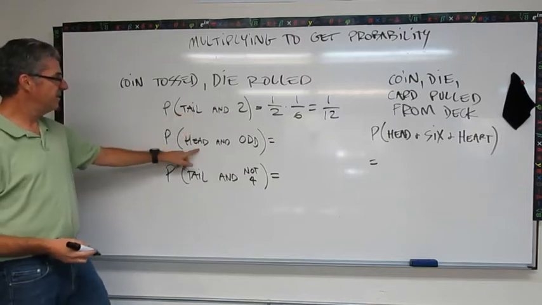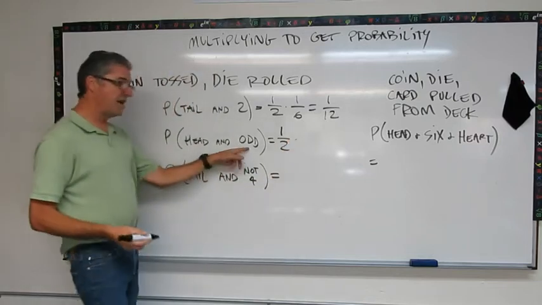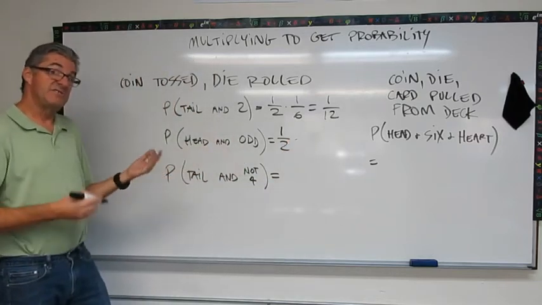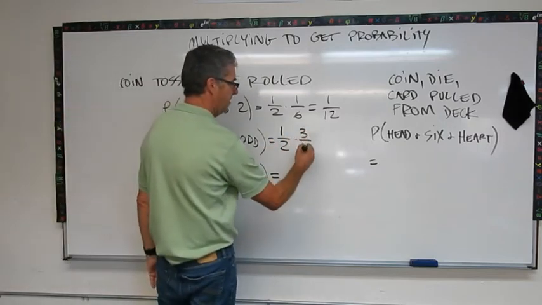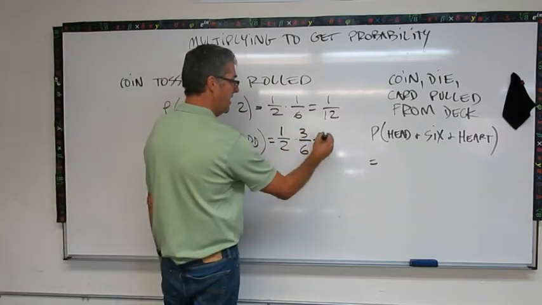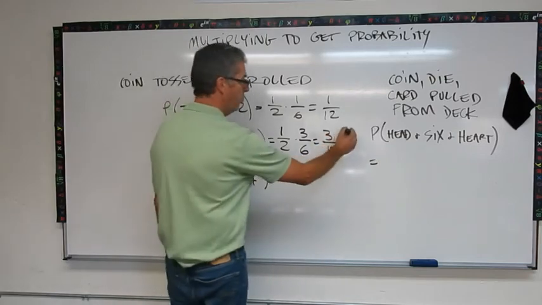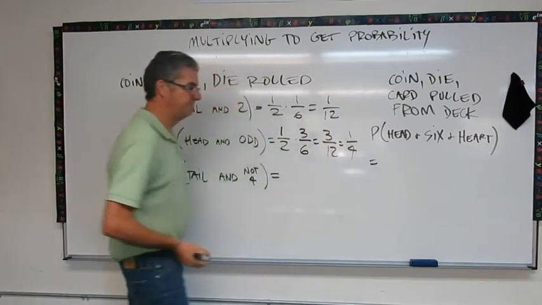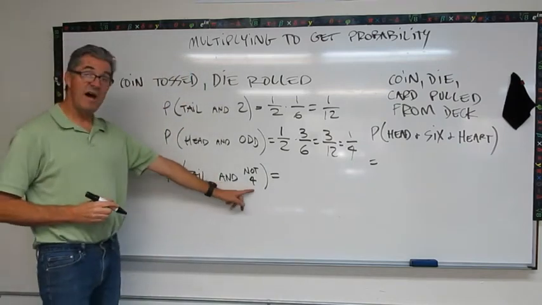Okay? Just like a tail, head is also 1/2. Now odd on the die is 3 out of 6. There are 3 odd numbers on the 6 sides, and we get 3 out of 12, which we then can reduce to 1/4. Okay? So there you go with that one. Give this a try. A tail and not a 4.